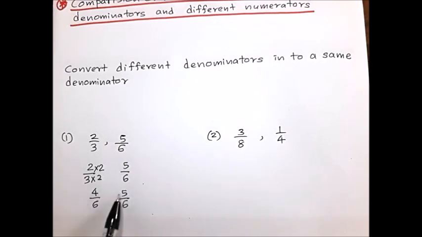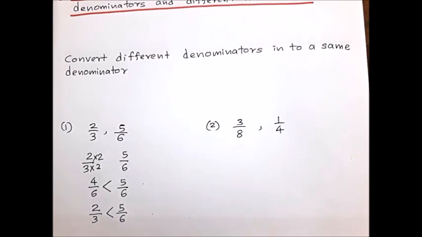The largest one is the fraction containing the largest numerator. 5 is greater than 4. This fraction is larger than this one. So you can put the greater-than symbol here and write these two fractions again: 2 over 3 and 5 over 6. The larger one is 5 over 6.